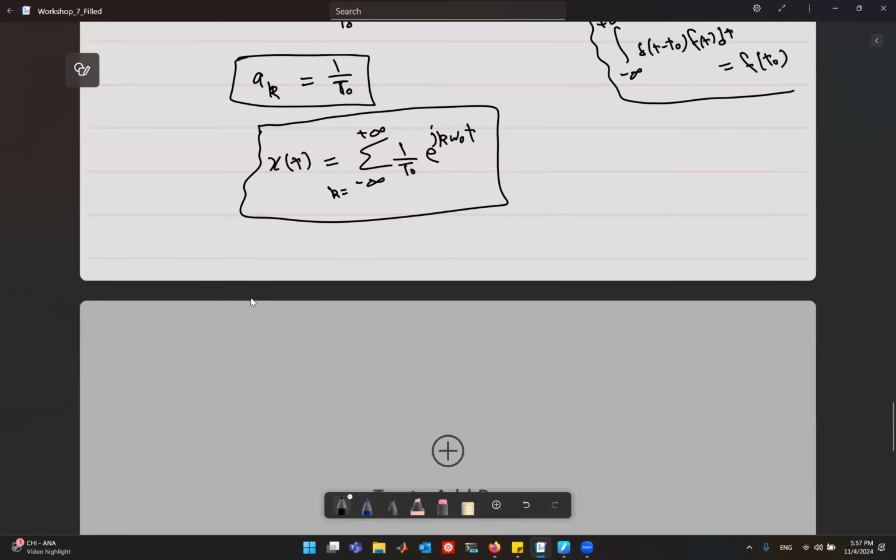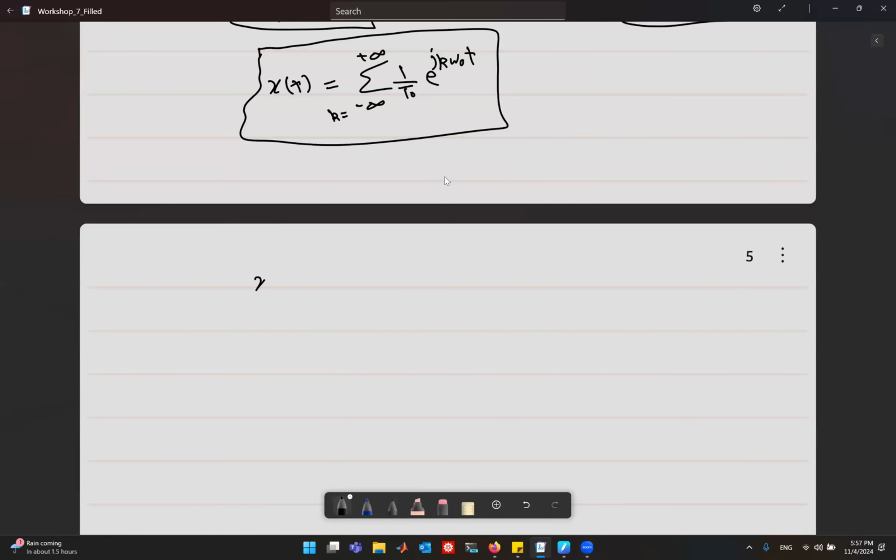Now, if we want to take the Fourier transform of this signal, x(t), we will do a Fourier transform. Let me write it this way to be clear. So if we apply the Fourier transform over this signal, it will be as if applying the Fourier transform over this summation.